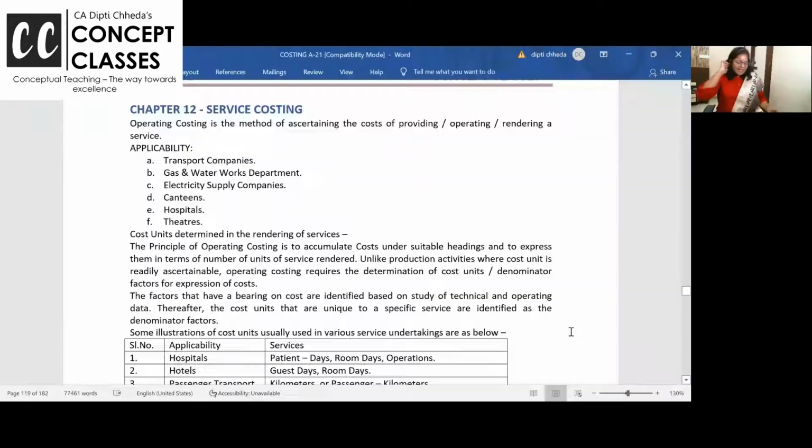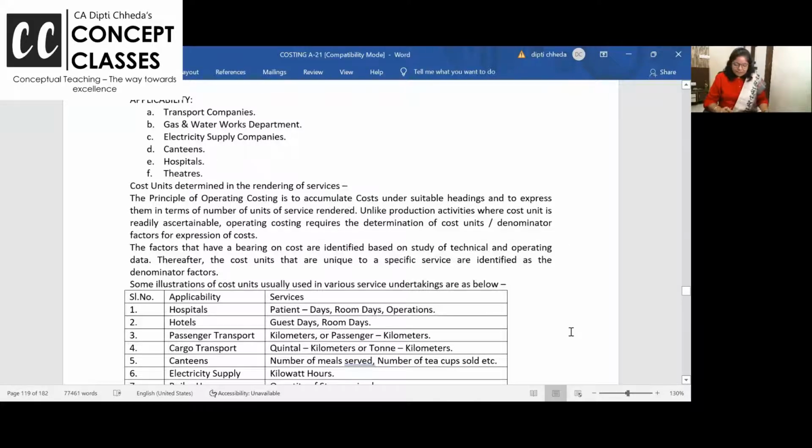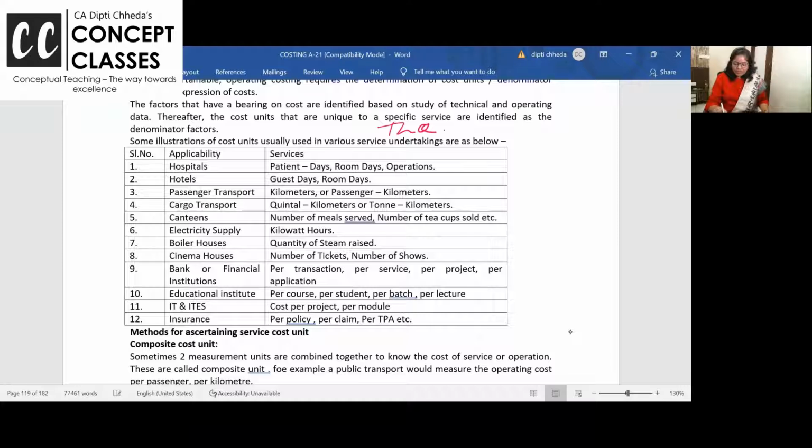Let us revise from your material first. Yeah, look at this. Service costing is applicable for transport, canteens, hospitals, theaters who are giving service, right? Okay. Now, this is asked as a theory question: whatever services is the nature, what will be their cost unit?